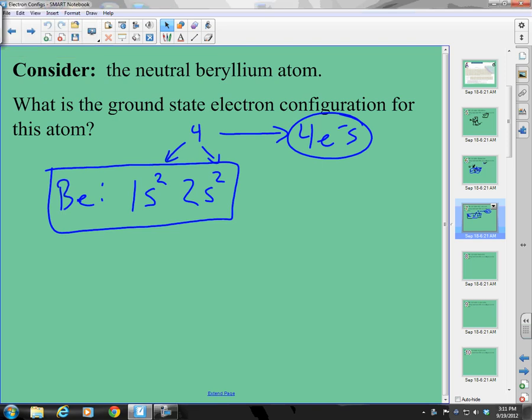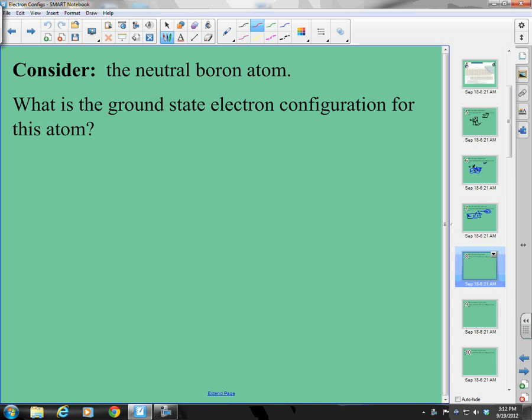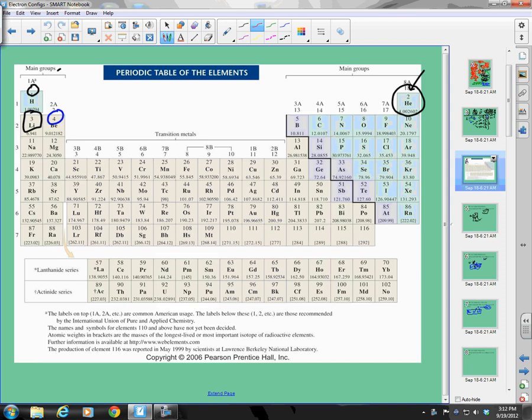Now let's go on from here. We're in our discussion of electron configurations. We just finished beryllium, and so let us go on with the next question, and that is boron. Okay, boron. Let me check how many electrons boron has. Here's boron. It has 5 protons. That means it has 5 electrons.